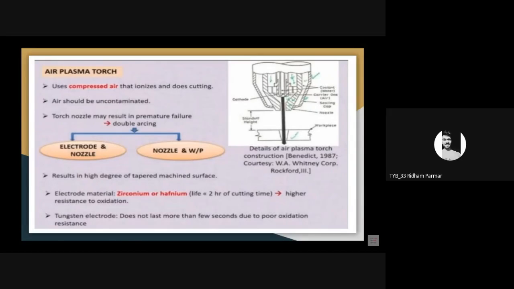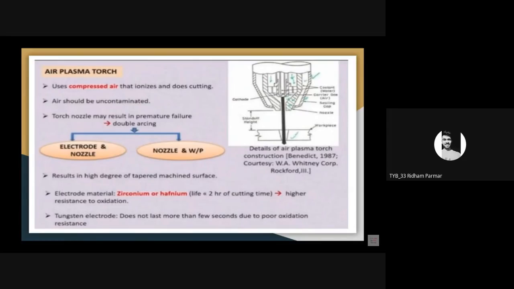The nozzle of this torch may fail prematurely because of double arcing, which I have not shown in the figure. Arcing between the electrode and nozzle, and between the nozzle and the workpiece, is double arcing. Air plasma cutting results in a high degree of tapered machined surface.